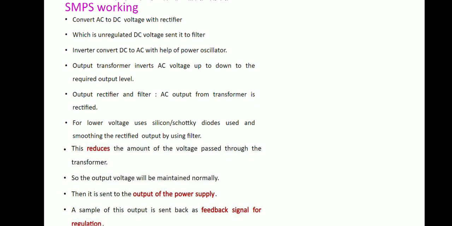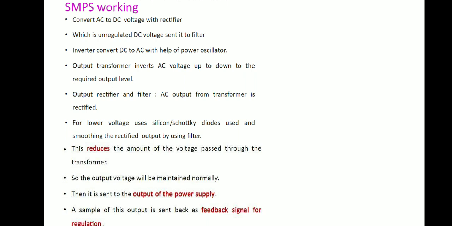Let us see the working of SMPS. SMPS converts AC voltage to DC voltage with a rectifier, which gives an unregulated DC voltage, and sends it to the filter. The inverter converts DC to AC with the help of a power oscillator. The output transformer steps the AC voltage up or down to the required output levels. The output rectifiers and filters: the AC output from the transformer is rectified.